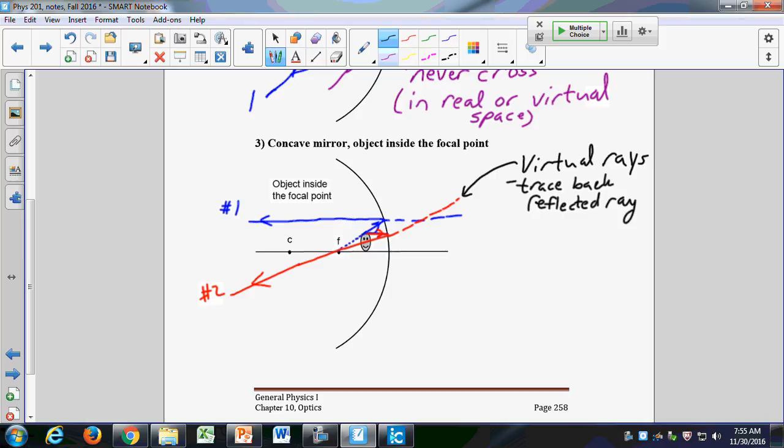And that ray that I trace back is my virtual ray. Brennan? Ray number two is parallel to the axis, and then it goes through the focal point. Anytime, this is my optical axis, the dark line.